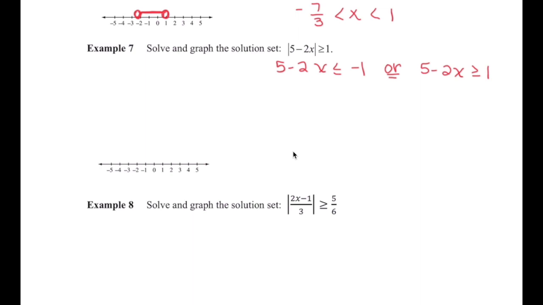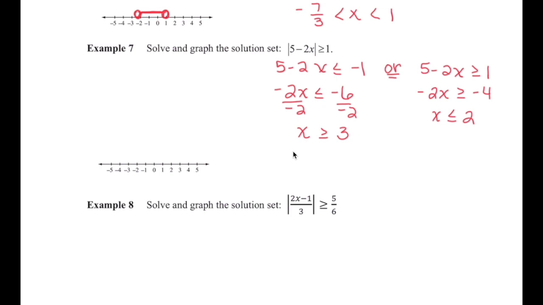I will subtract 5 from both sides, giving us negative 2x is less than or equal to negative 6. I'm going to now divide by negative 2, and remember when we divide by a negative value, our symbol switches. So I have x is greater than or equal to 3, or following the same procedure, subtracting 5 from both sides, I have negative 2x is greater than or equal to 4. When I divide by negative 2, again, our sign will change. So it flips from greater than or equal to less than or equal to.